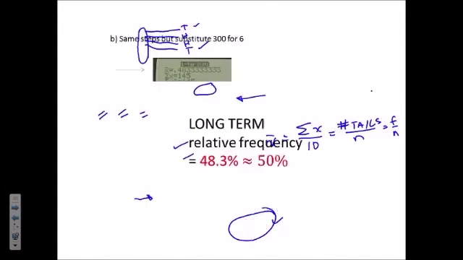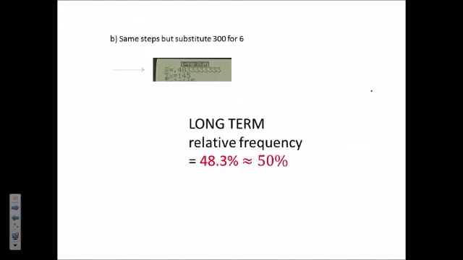So let's try this again, but this time we're going to substitute 300 for 10. Well, you can do the same steps over again, and when I did it, I got 0.48. Now you're not going to get 0.48, but you'll get something close to that. Now 0.48 is very close to 50%. And this verifies the law of large numbers. You try it yourself and see what happens.